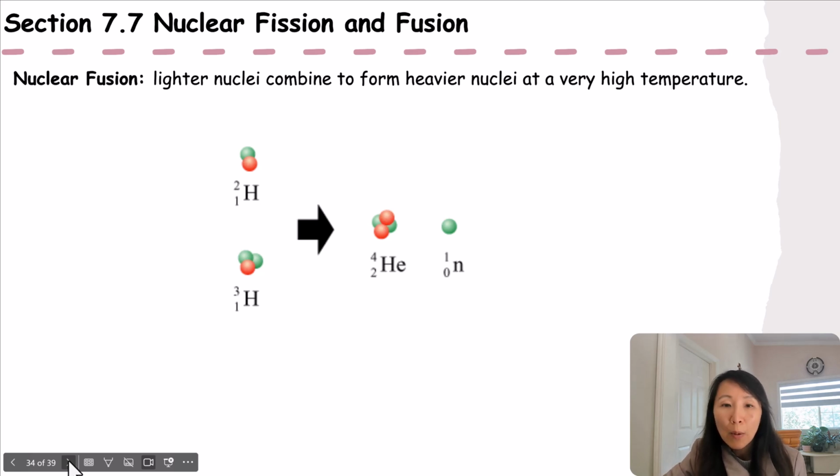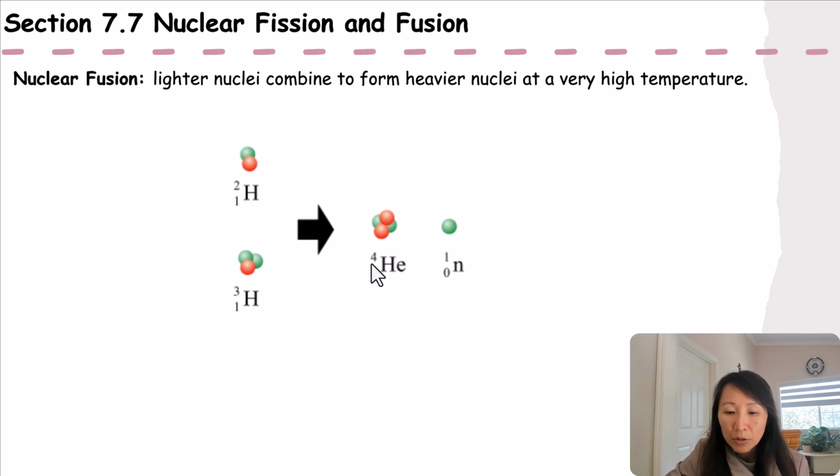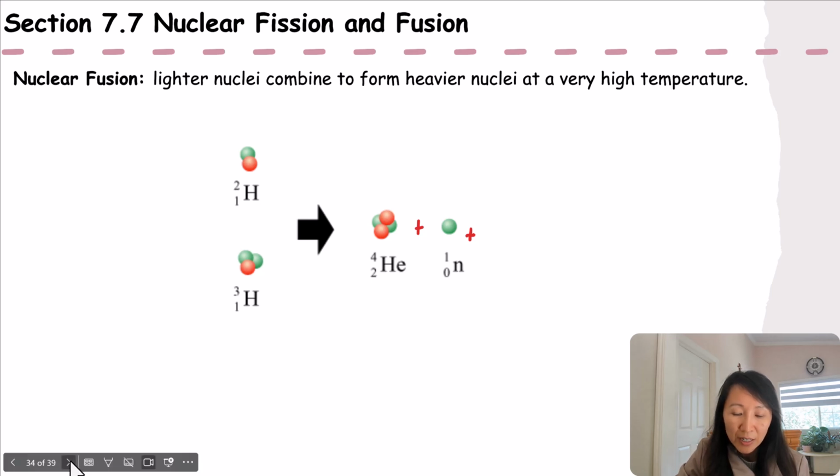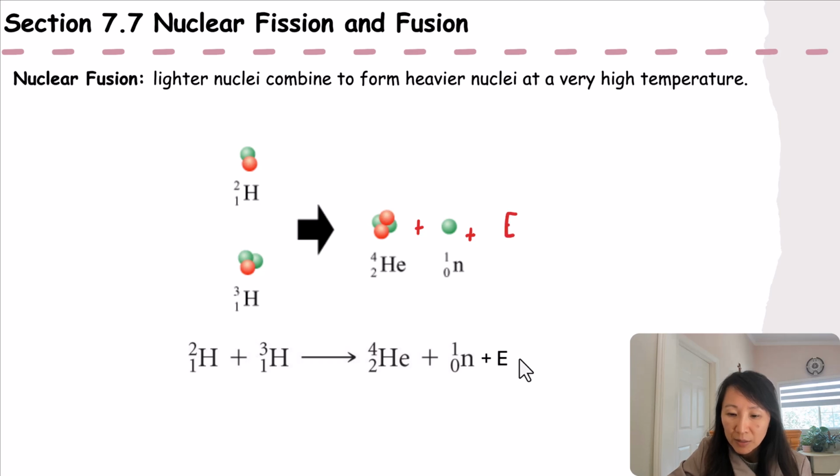Nuclear fusion, however, is taking 2 lighter nuclei and combining them to form a heavier nucleus. So you can see 2,1H. These are 2 different hydrogen isotopes, and they form together to make helium. This also allows one neutron to be released, and there is one more component, energy. So let me write that here. Energy is released as well.